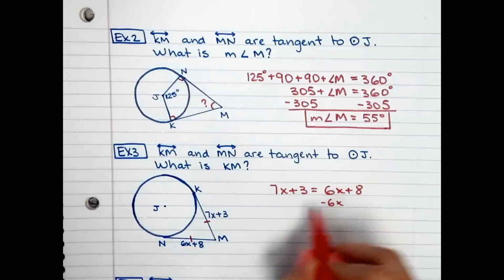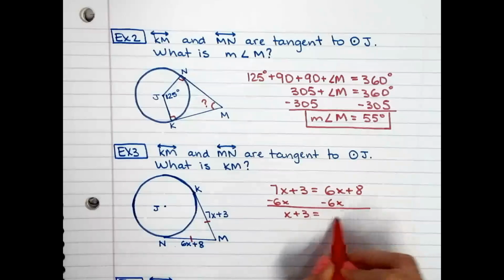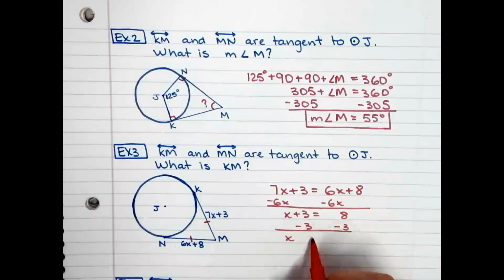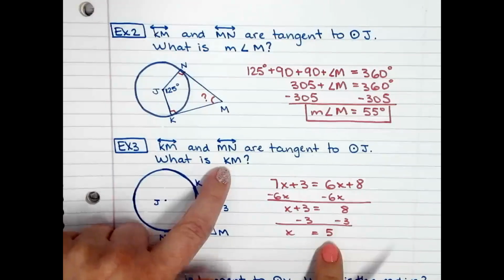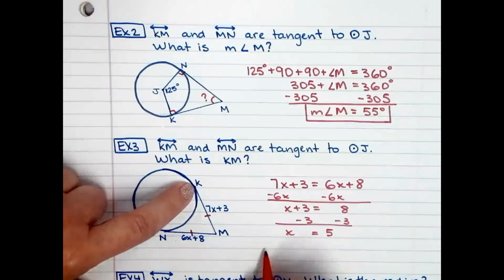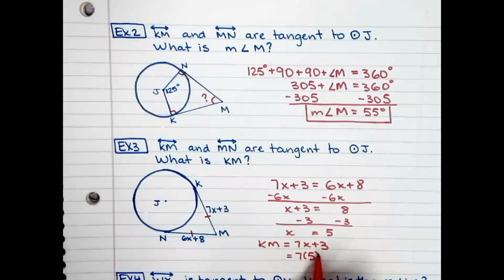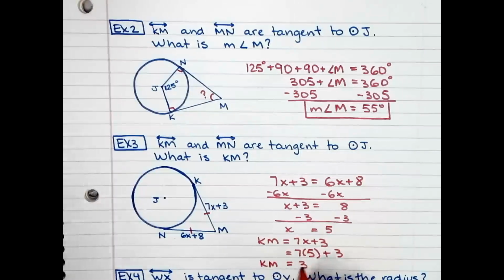So minus 6x from both sides, and then minus 3. So x equals 5. But that's not the question. The question is asking for the length of KM. KM is right there, so KM is 7x plus 3, and I know x is 5. So substitute that. The length of line segment KM is 38.